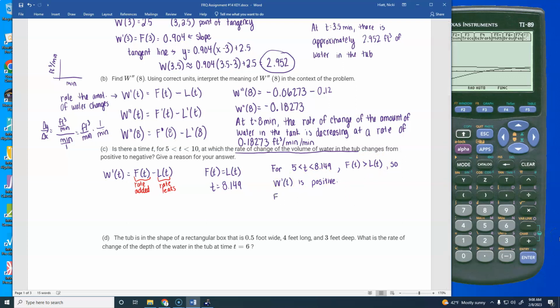Then we could say for 8.149 less than t less than 10, L of t is greater than f of t, so W prime of t is negative.